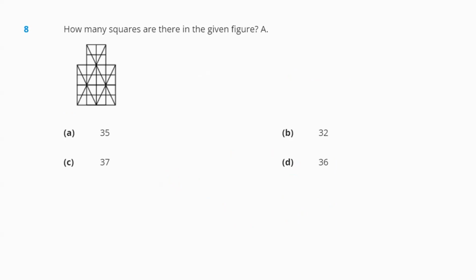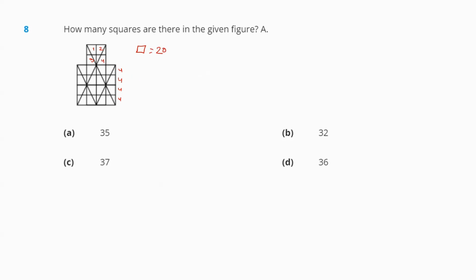How many squares are there in the given figure? Let's count the number of squares. Firstly, if we count smaller squares of this size, it is 1, then 2, then 3, then 4. 4 here, 4 here, 4 here, 4 here. It is 16. These are total 20.